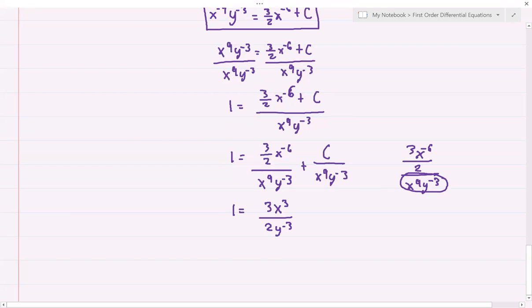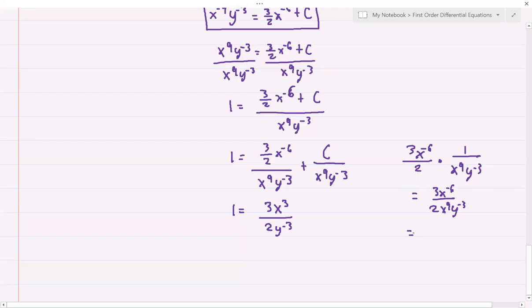So, let's reciprocate this one. So, we will have this one, 3 times x raised to negative 6 all over 2 times 1 all over x raised to 9 times y raised to negative 3. So this one, if you're going to multiply them together, we will have 3x raised to negative 6 all over 2 times x raised to 9 times y raised to negative 3.